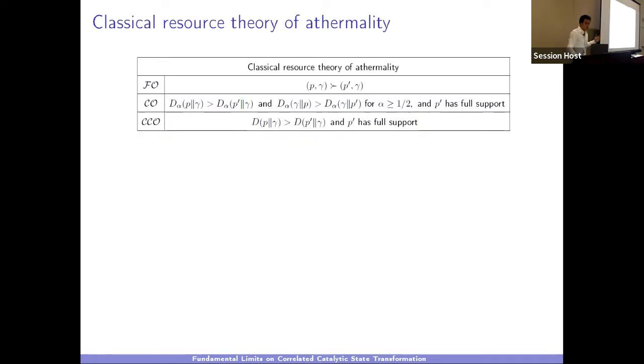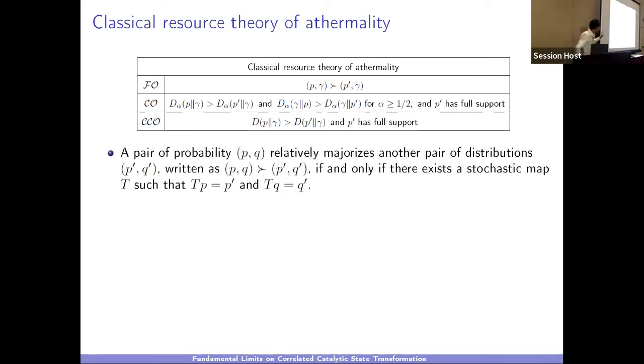So I want to give an example of this characterization. This is the classical resource theory of abnormality. So the set FO is described by this ordering, relative thermomajorization in this case. So we have a pair of probabilities (P, Q) majorizing a pair (P prime, Q prime) if there is a stochastic map transforming P into P prime and Q into Q prime. Here you just put Q equal to gamma.